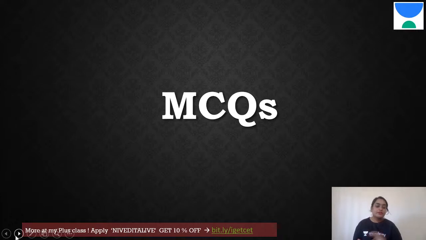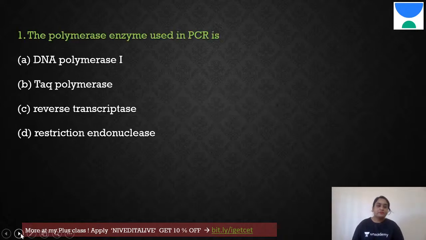Again, there's a difference with our MCQs. You can answer here at the live chat. I will be watching. At the Plus or special classes on the app, I would give a poll, so you just have to click on the answer. Let me start off. The first one: the polymerase enzyme used in PCR is DNA polymerase 1, Taq polymerase, reverse transcriptase, or restriction endonuclease. What is the answer here? You can put it up in the live chat.